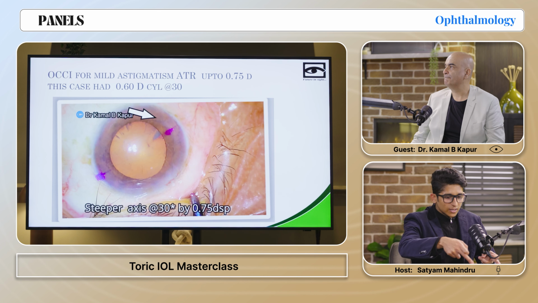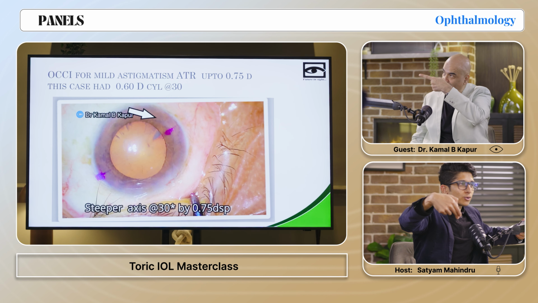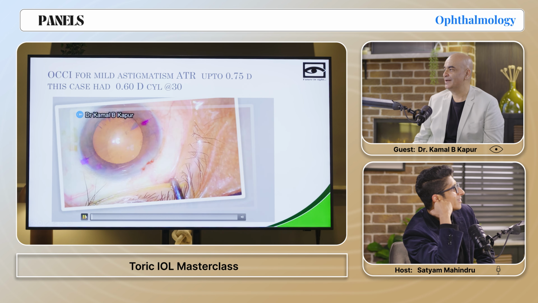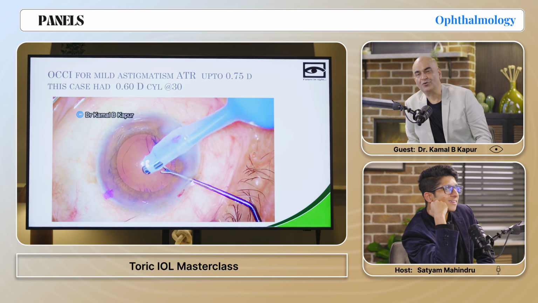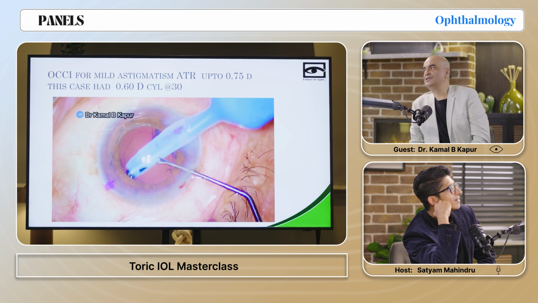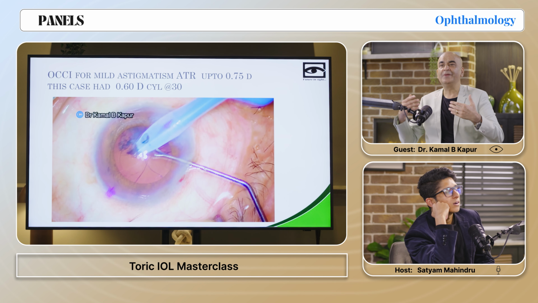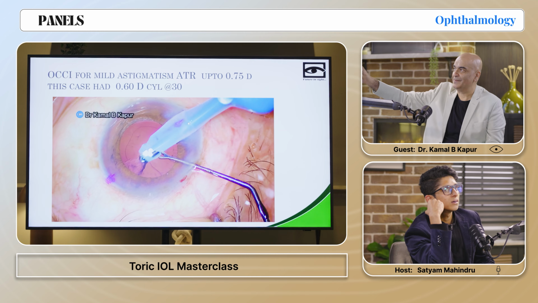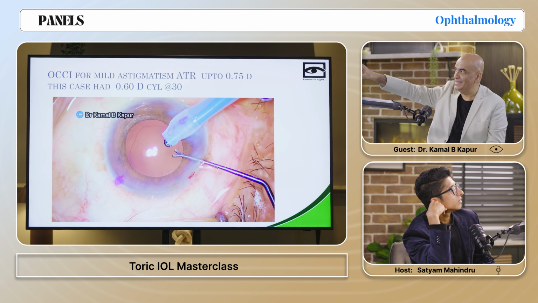There is one more thing: sometimes surgeons do two incisions, one in front of the other. It is called OCCI. Now, suppose there is a surgeon who doesn't have access to arcuate incisions. If you know your SIA, how much astigmatism you induce, you can make two incisions. So, I'm correcting 0.75 astigmatism at 60 degrees. This case has 0.60.